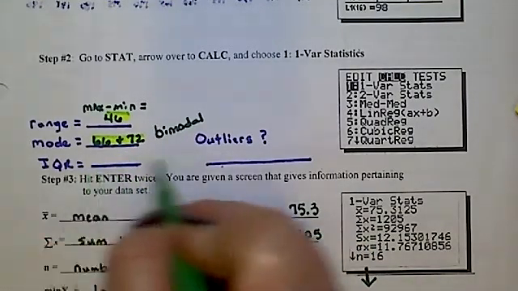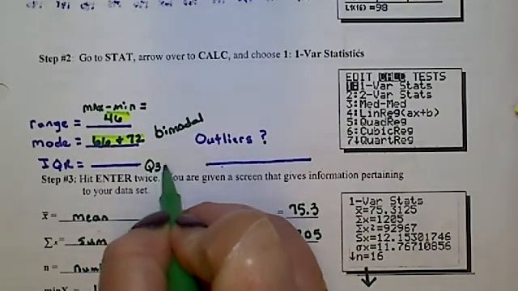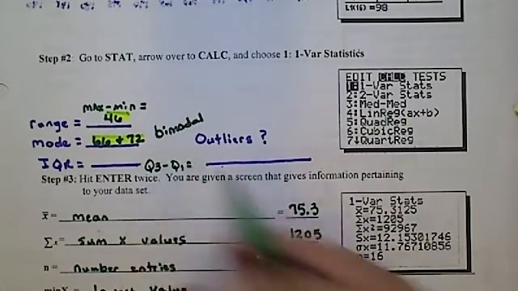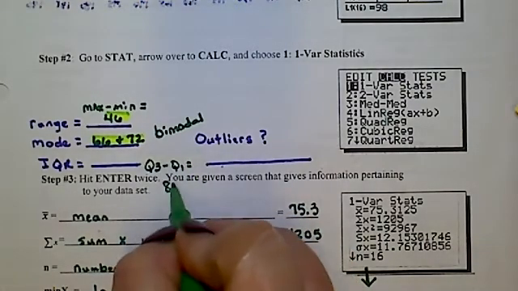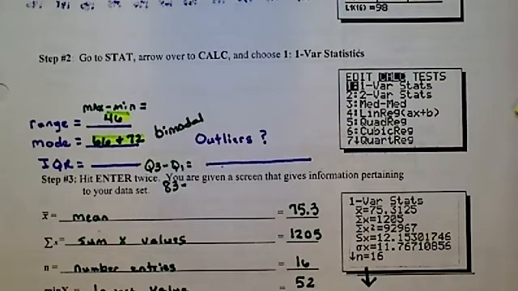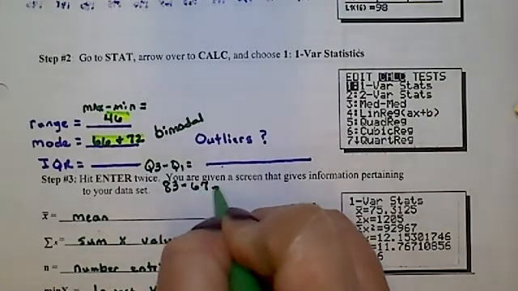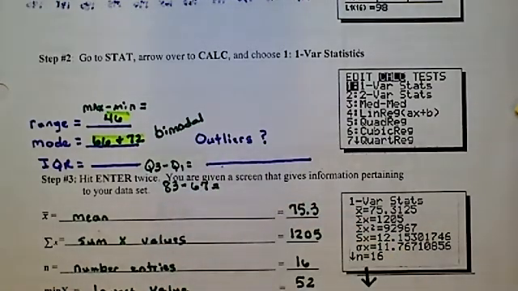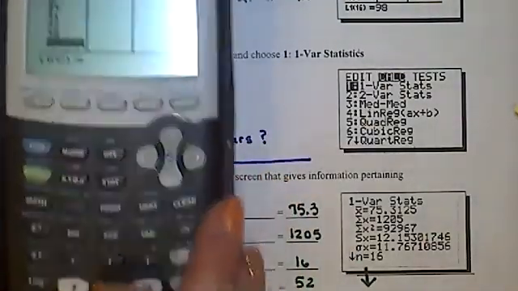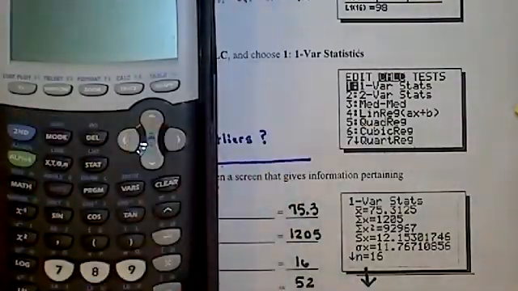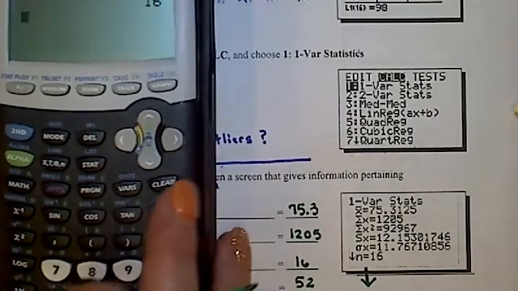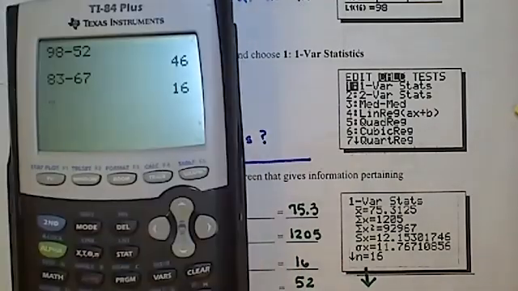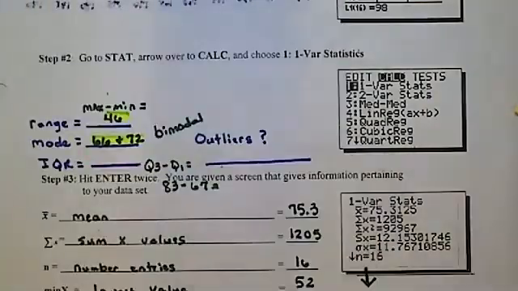To get the interquartile range, you're going to do Q3 minus Q1. So our Q3 was 83, and I'm going to subtract 67. So 83 minus 67 will give us 16. Okay, so our interquartile range is 16.